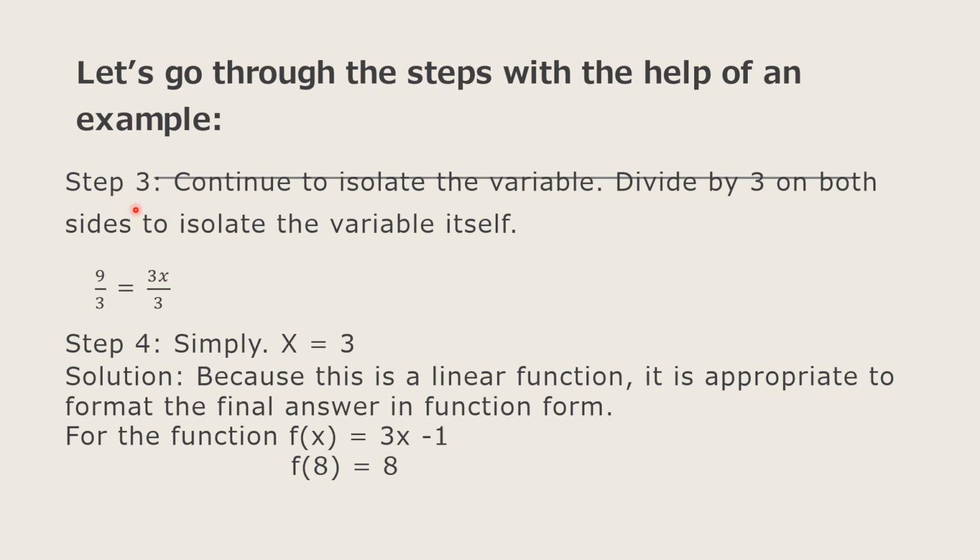Now let's go to step number 3. Continue to isolate the variable. Divide 3 in both sides to isolate the variable itself. So we have 9 divided by 3 and 3x divided by 3. So we canceled out 3 here. So 9 divided by 3 is 3. So we have x is equals to 3.